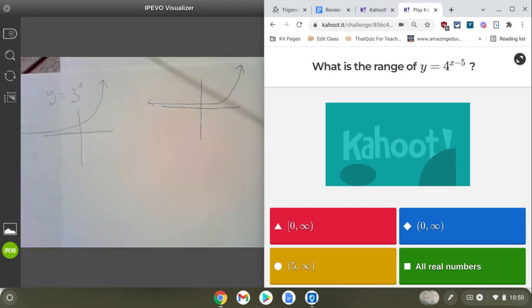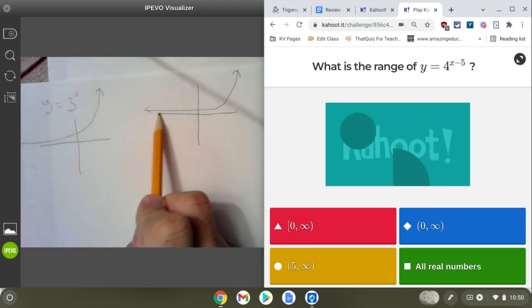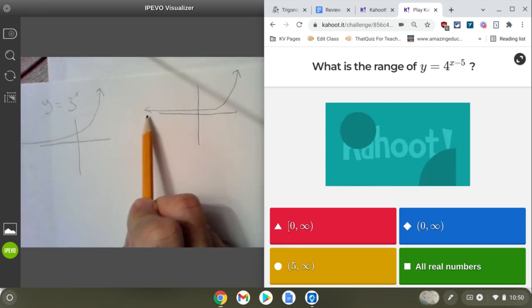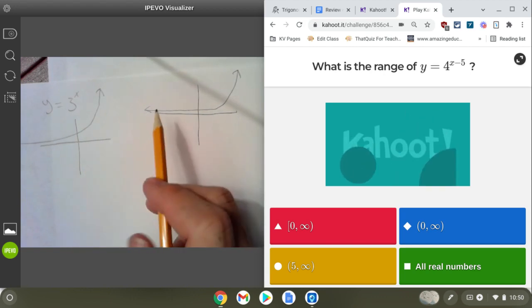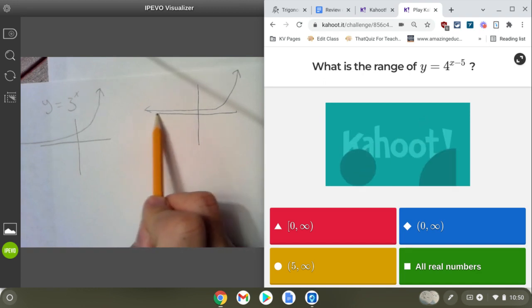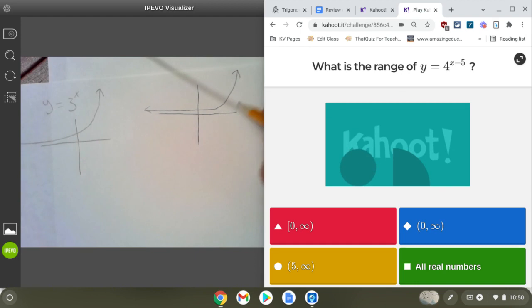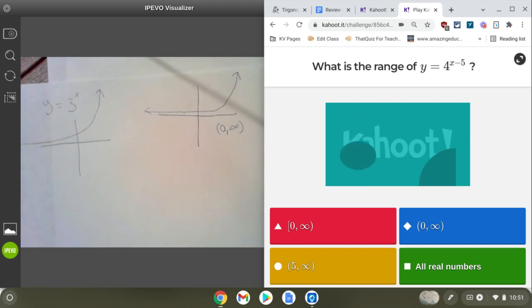The range for all these exponential functions, since they hug the x-axis, is that they never actually cross the x-axis. The lowest it gets to is 0, but it actually doesn't get to 0. It gets infinitely close to 0 with that asymptote. So the lowest it goes is 0, and the highest it goes is infinity. So 0 to infinity, but I'm going to put parentheses on the 0 because it doesn't actually get to 0.